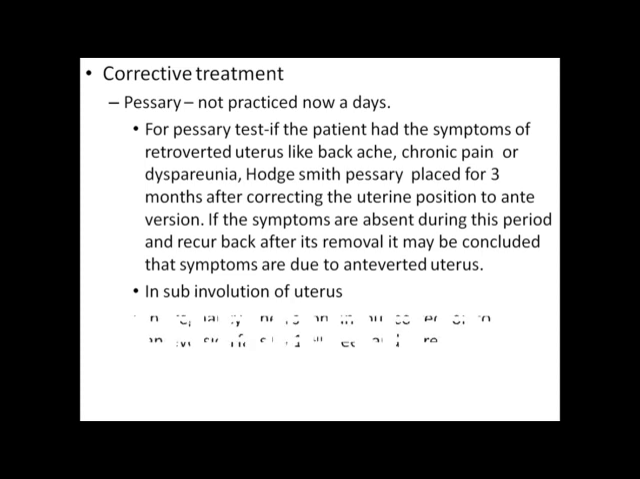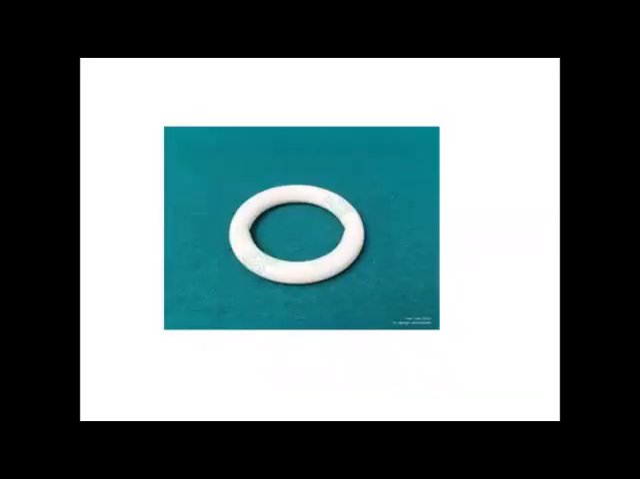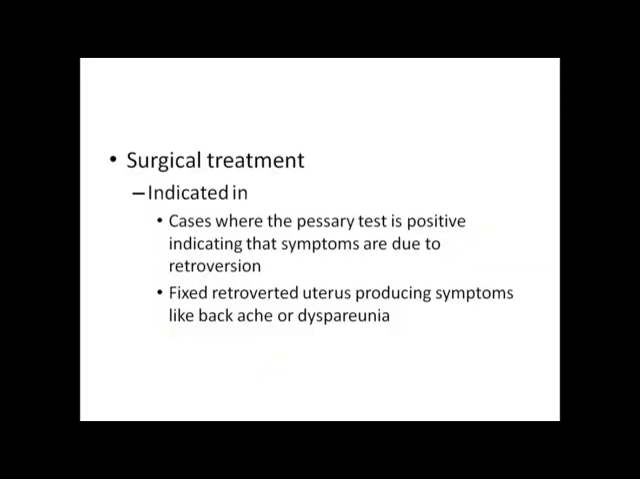It is also used in subinvolution of the uterus in pregnancy, where spontaneous correction of retroversion fails by the 12th week, and rarely in cases of unexplained infertility and recurrent early abortion. This is a picture of a pessary. Surgical treatment is indicated in cases where the pessary test is positive, indicating that symptoms are due to retroversion, and in fixed retroverted uterus producing symptoms like backache or dyspareunia.